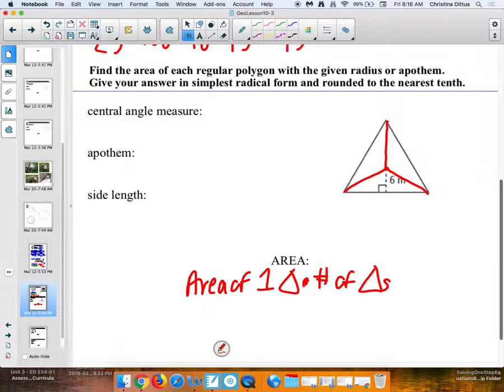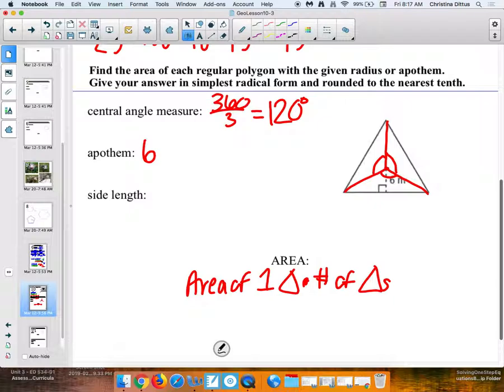In order to do that, I need to find a couple of things. My central angle measure, my apothem, and my side length. Well, this 6, remember I told you apothem is kind of like the height? Is this 6 going to be my central angle measure, apothem, or side length? My apothem, yeah. Because it's the height of my triangle. The central angle measure we said we could find because we do what? Yep, 360 divided by the number of sides, and this is a triangle, so I got 3 sides. So each of these angles is 120.